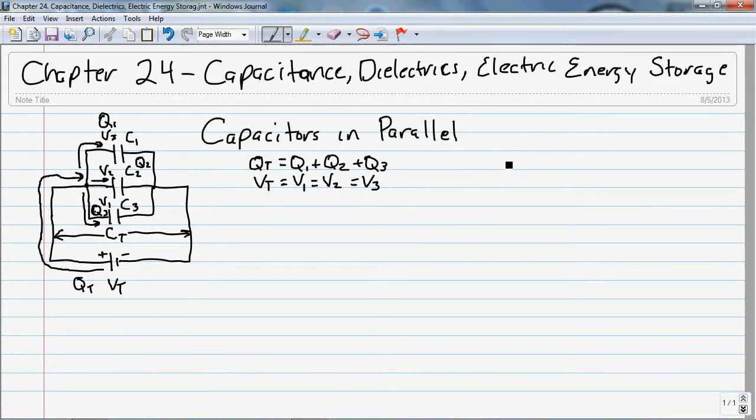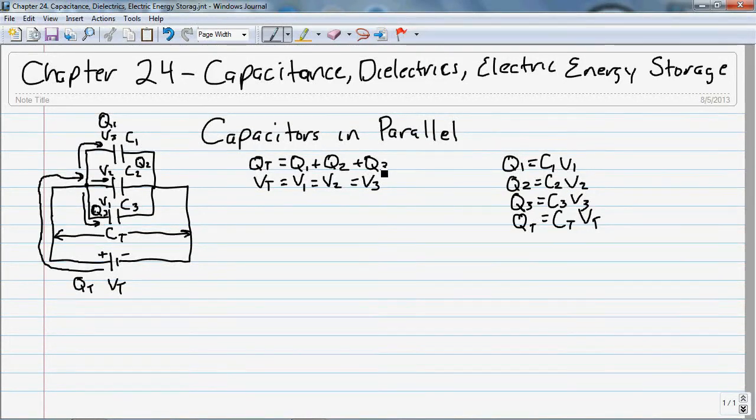So let's write down our formulas that we had, the relationships. We had Q1 is equal to C1 V1. Q2 is equal to C2 V2. Q3 is equal to C3 V3. And QT is equal to CT times VT.